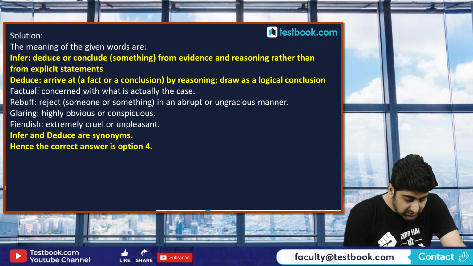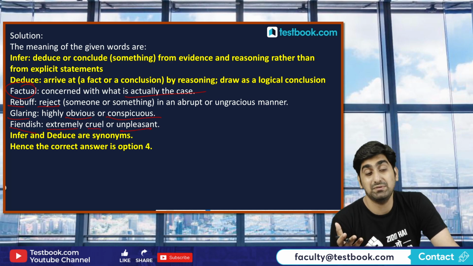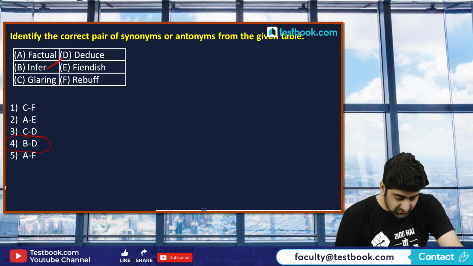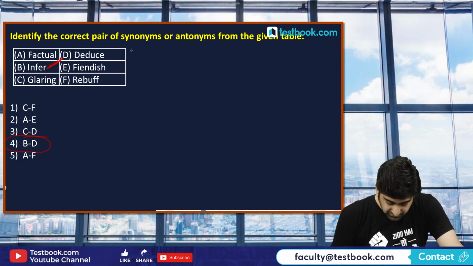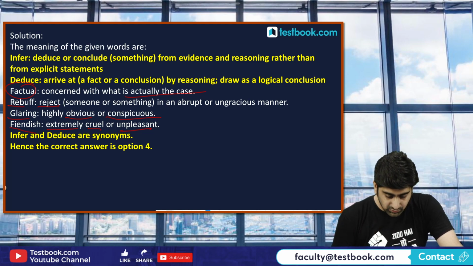Let's talk about the remaining words. Factual, concerned with what exactly and actually is the case. Rebuff means reject, glaring means obvious or conspicuous, and fiendish basically means extremely cruel or unpleasant, so they can be easily ruled out. And the answer, as you can see, option choice number 4, infer and deduce, can be taken as the correct alternative. And this is how you can see the logical conclusion.